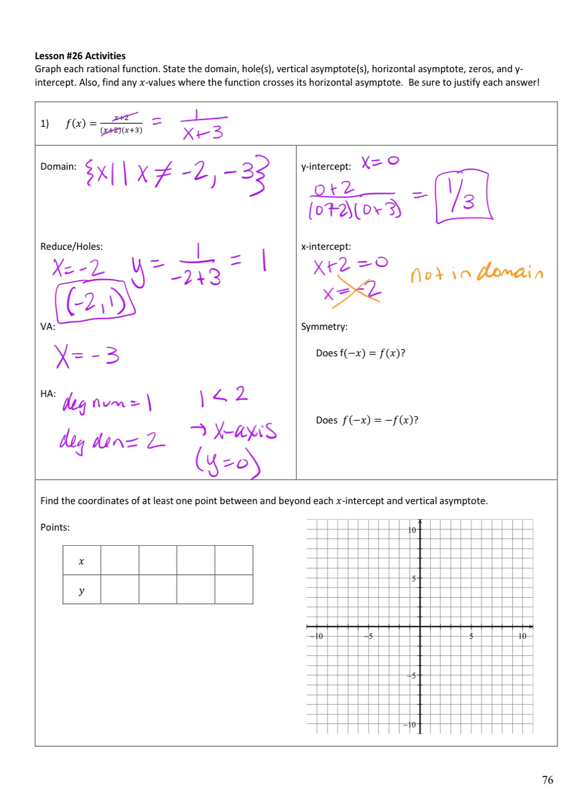Let's plot the things I know. I have a hole at -2, 1. So I'm going to put an open circle there. I have a vertical asymptote at -3. Put a dashed line there. I have a horizontal asymptote at 0, or the x-axis. And a y-intercept of 1/3. That's about right there. And then I need some more points.